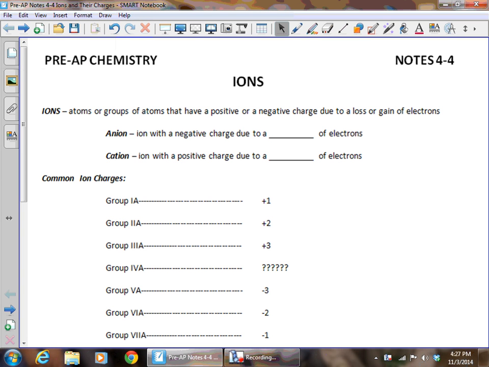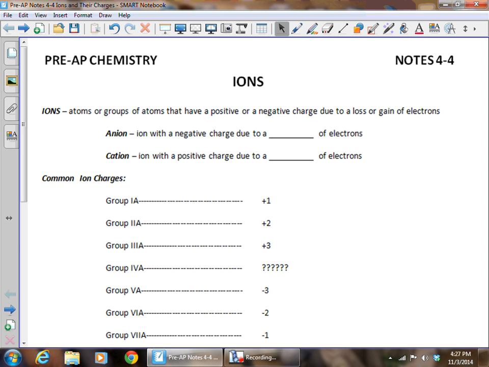Today we want to talk about ions. Ions are atoms or groups of atoms that have a positive or negative charge because they've either lost or gained electrons in some kind of an electrochemical process.